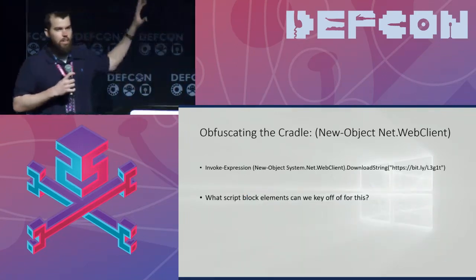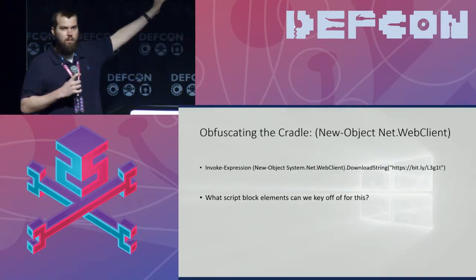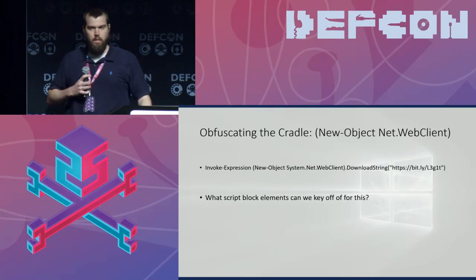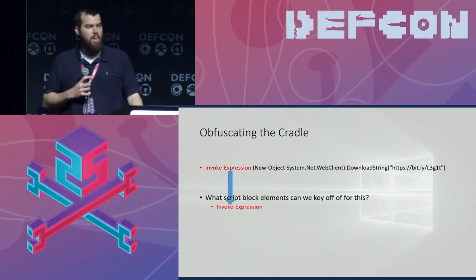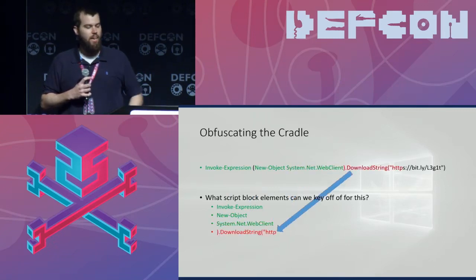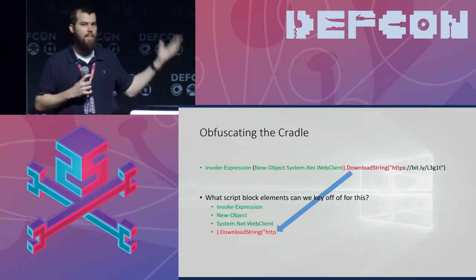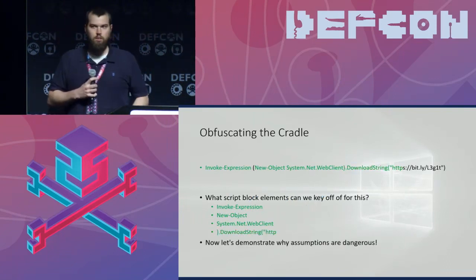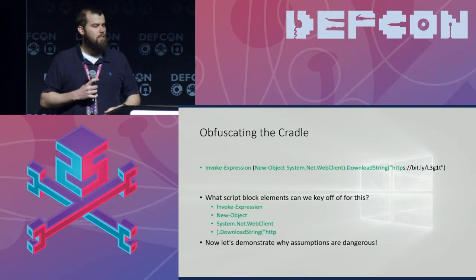So let's play a little red team, blue team here. We have our attacker command on the top, this remote download cradle, and as a defender, what if we say, okay, I'm interested whenever I see Invoke-Expression, New-Object, System.Net.WebClient, and DownloadString HTTP. Would this catch this command? It will catch that command right here, but let's go through a little obfuscation exercise and see what pitfalls are out there.